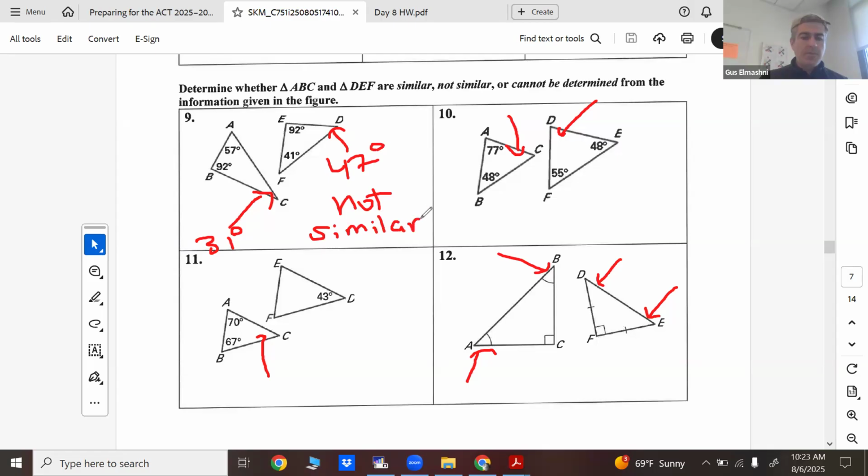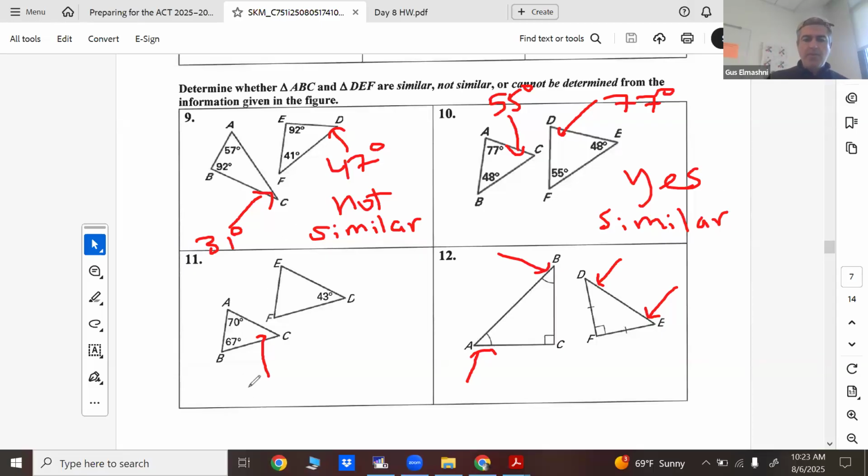How do you do 11? Can't determine it. But before we get to that, look at 10. You get 55 degrees here. Here you get 77 degrees. Yep. So that's yes, similar.